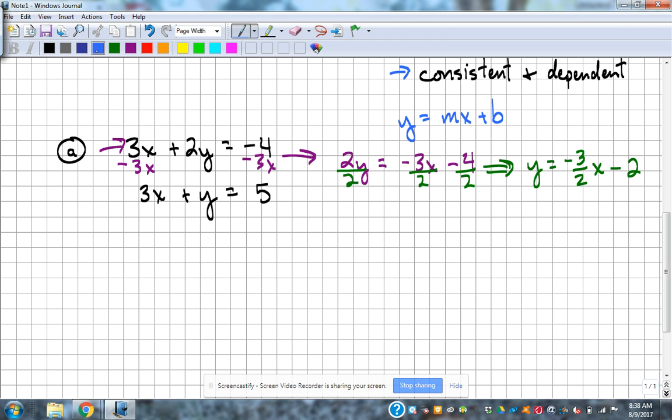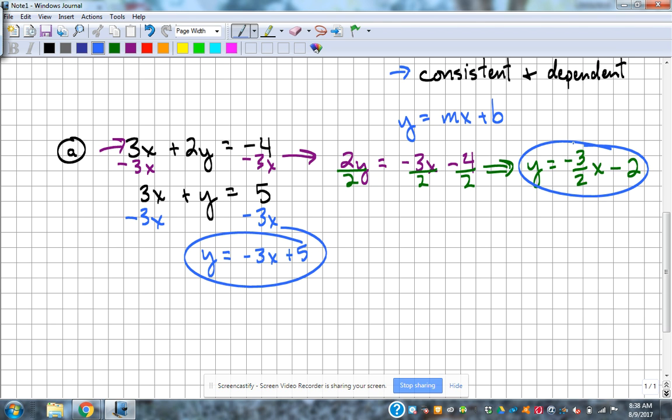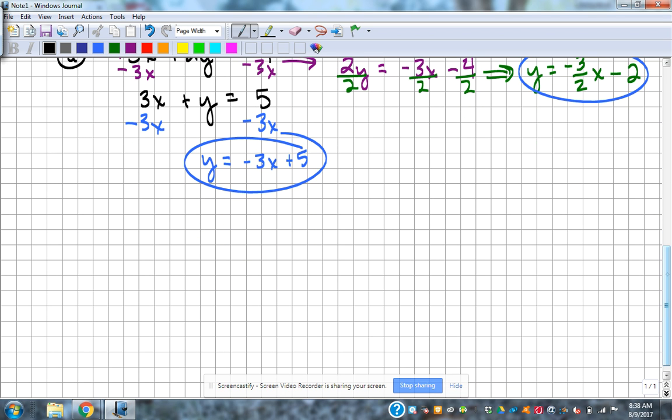The second one, a little easier to get in slope-intercept form because it's just one step, right? You just subtract 3x. You don't have to divide by anything. So it's y equals -3x plus 5. So these are the two equations that we're going to graph on the same coordinate plane. And hopefully we can find where they cross. I want to show you, hopefully with this, the inconsistencies of graphing by hand and using graphing as a solution.